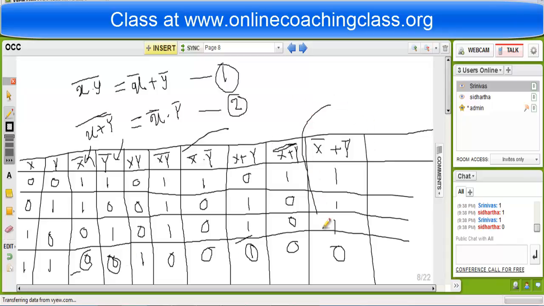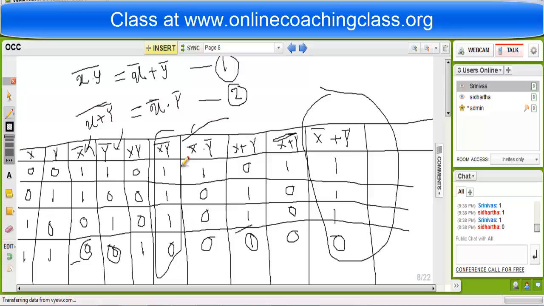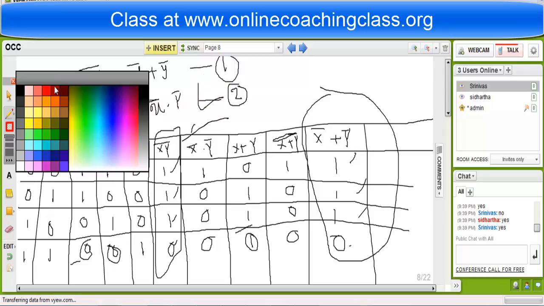Now see, this portion, x bar plus y bar, and this portion. Is it the same? Same values are there or not? Is it same or not? This column, here one, here one. Here one, here one. Here one, here one. Here zero, here zero. Is it same, na? For all the combinations of values, this is same. So we can write it. It is justified.